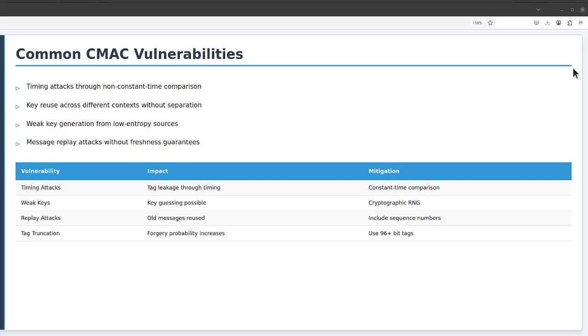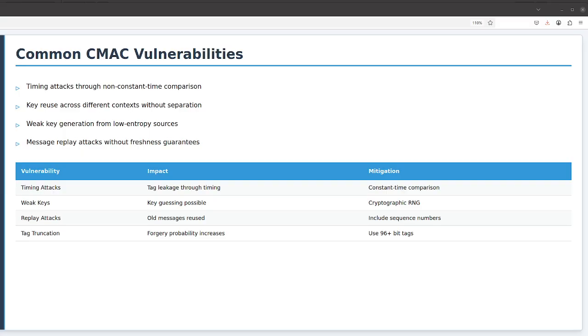Key reuse across different contexts is dangerous. If the same key is used for CMAC and also for encryption, or if the same key authenticates different types of messages without proper domain separation, it can lead to vulnerabilities. Always use distinct keys for different purposes, or include context information in the messages being authenticated. Weak key generation is a critical vulnerability. If keys are generated from low entropy sources, like timestamps or predictable sequences, attackers can enumerate possible keys. This is why cryptographically secure random number generators are essential.